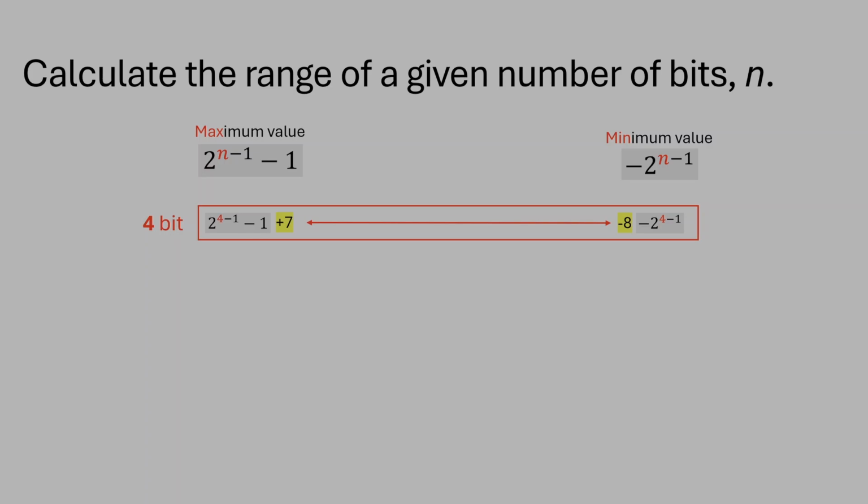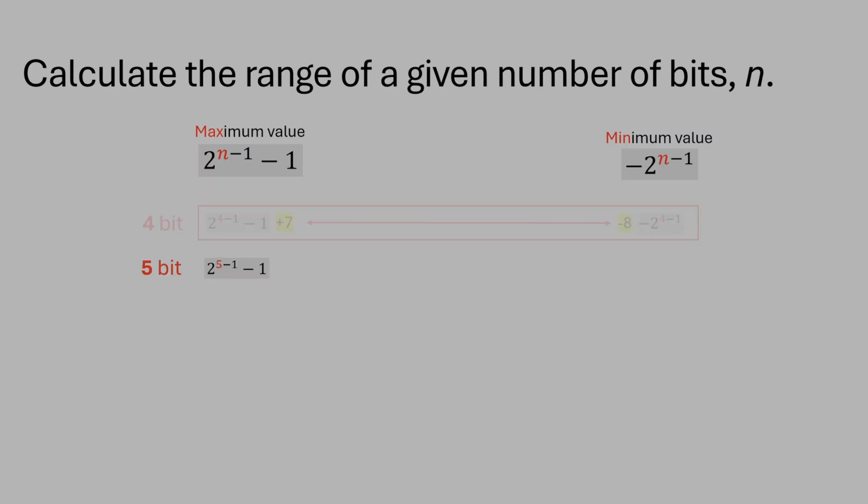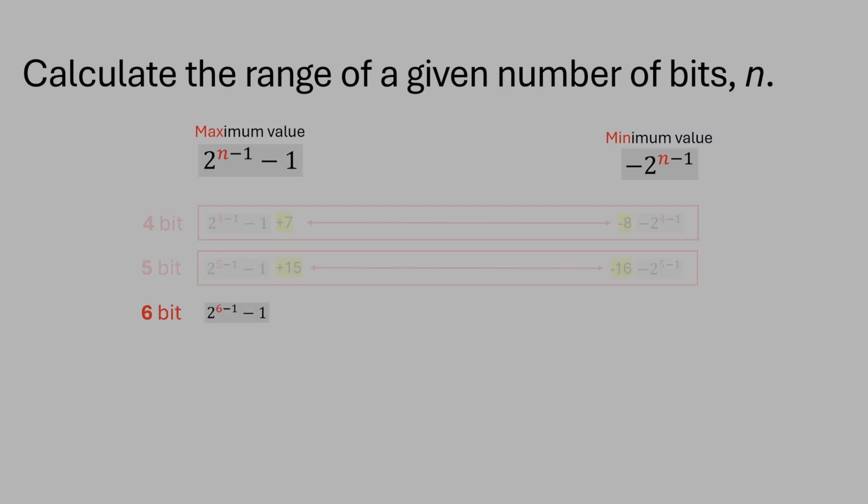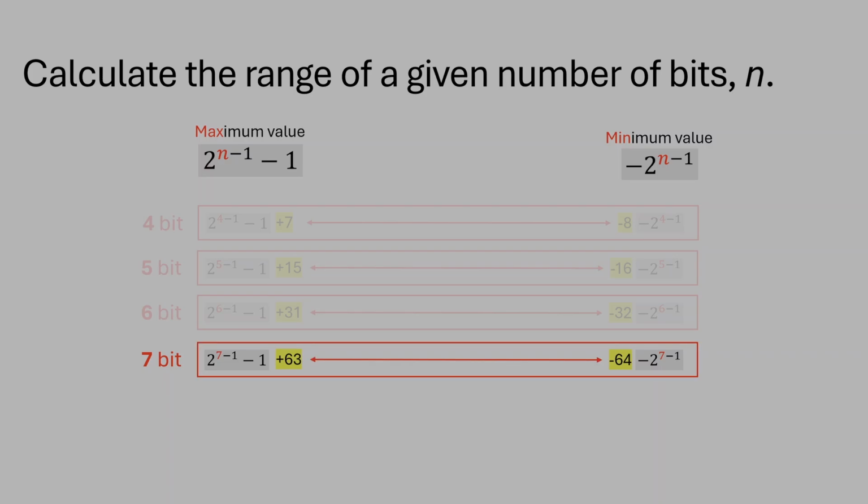So here's 5 bits, same thing. So we just plug in the 5 bits into n, we calculate that, and then we do the same for the other side, and we get that. So let's move on. Here's 6 bits. Here's 7 bits. So it's the 7 minus 1, so 2 to the 6, subtract 1, negative 2 to the 6 gives us that. And lastly, 8 bits.